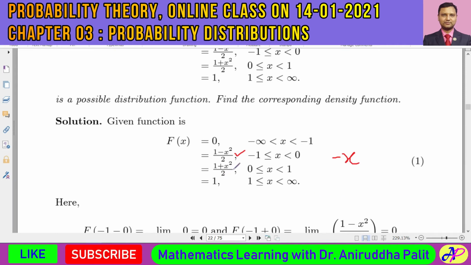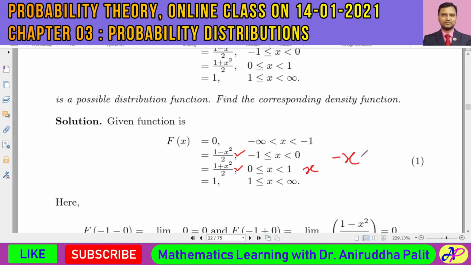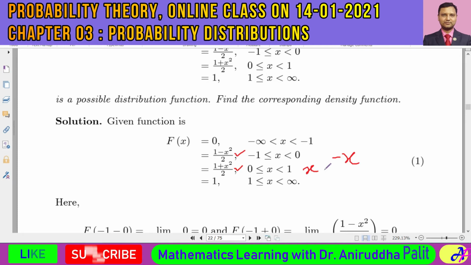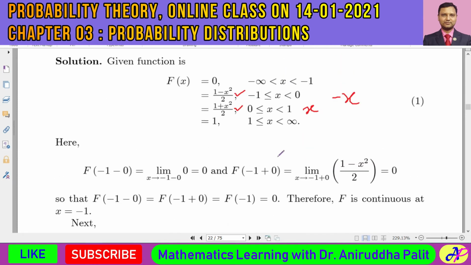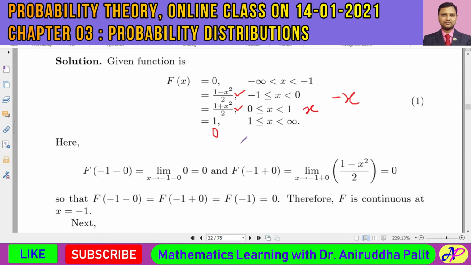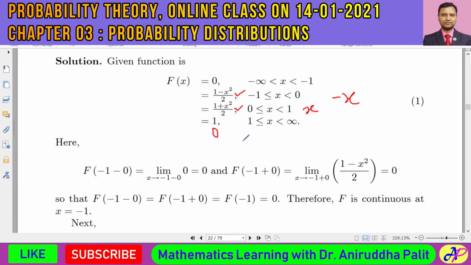And in the first segment, if you differentiate this expression, you are going to get simply plus x. In the third segment, so in the second segment, the value of the derivative should be equal to minus x. In the first segment, the value of the derivative should be equal to plus x. And in the last segment, the value of the derivative should be equal to 0. This is a constant quantity, so its derivative should be equal to 0. So minus x, x and 0 in the second, third and fourth segment.